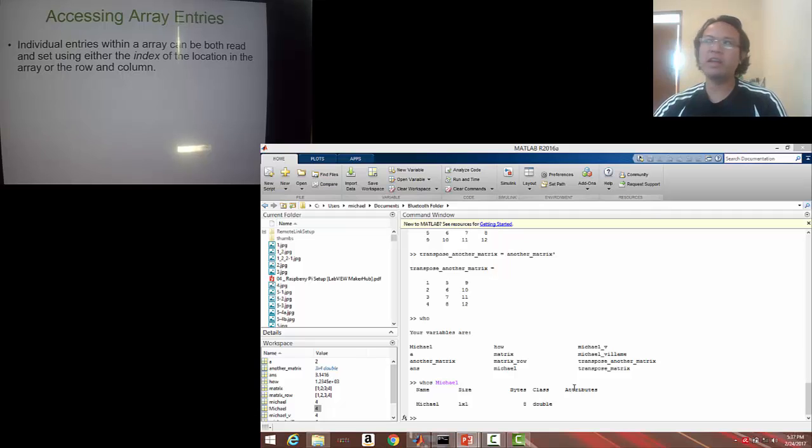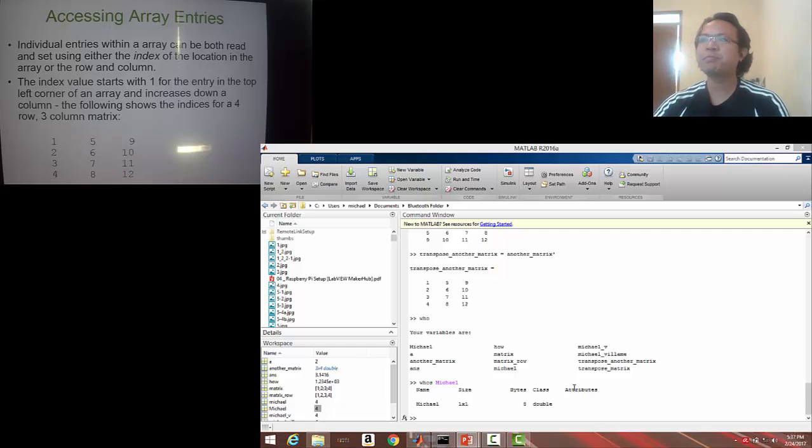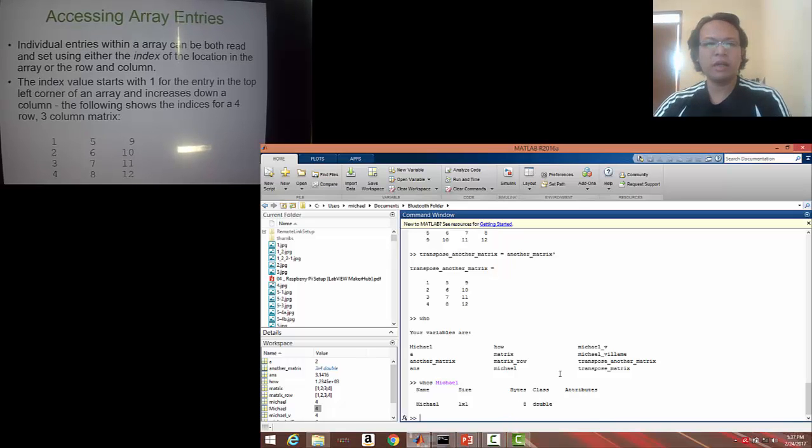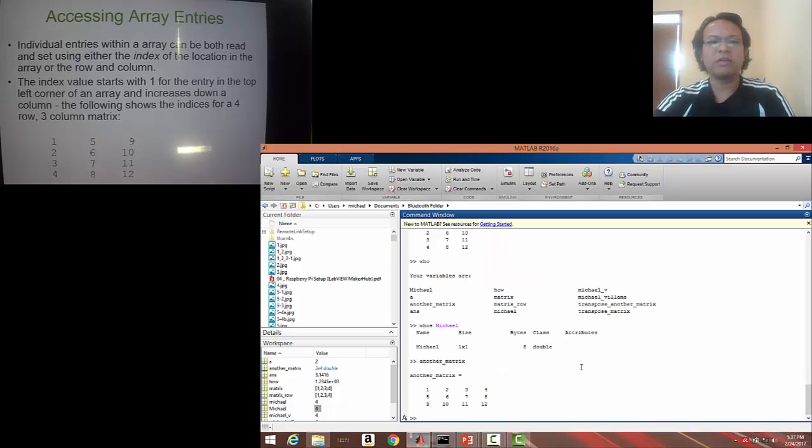Individual entries within an array can be both read and set using either the index of the location in the array or the row and column. For example, this is the matrix. This is a 4 by 3 matrix. Now the numbering here, I think it's better we write in our own another matrix. Now the numbering here starts from this one.